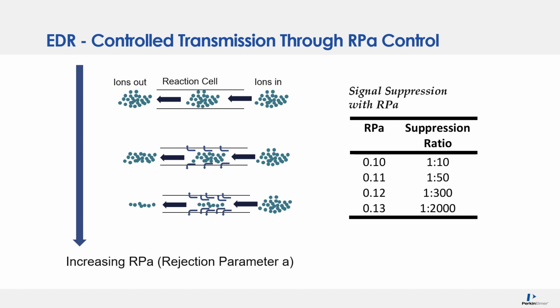So for example, in the previous test, we showed that sodium was being rejected to the tune of 10 times rejection. In that case, RPA was set to 0.1. Electronic dilution not only allows the analysis of higher concentration elements, but it also protects the detector, extending its life.